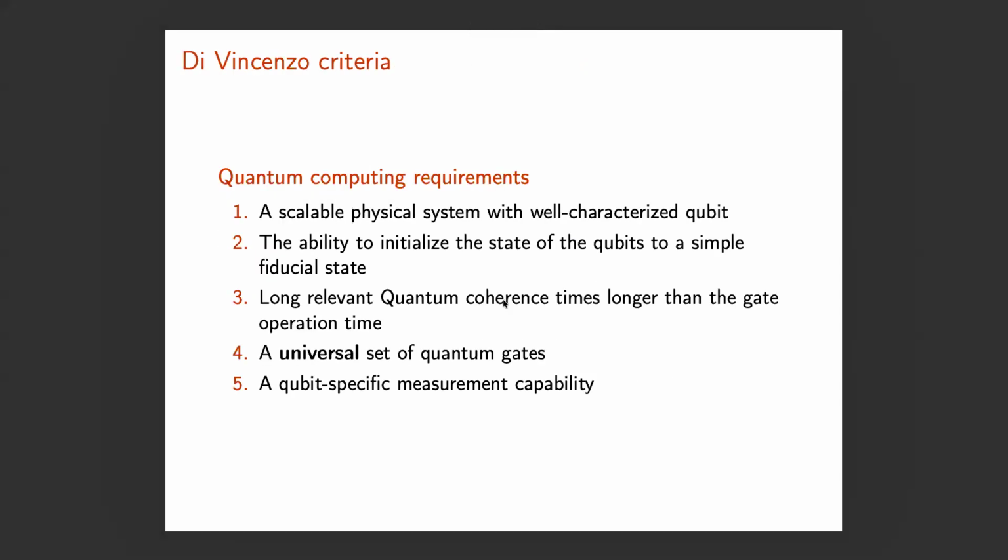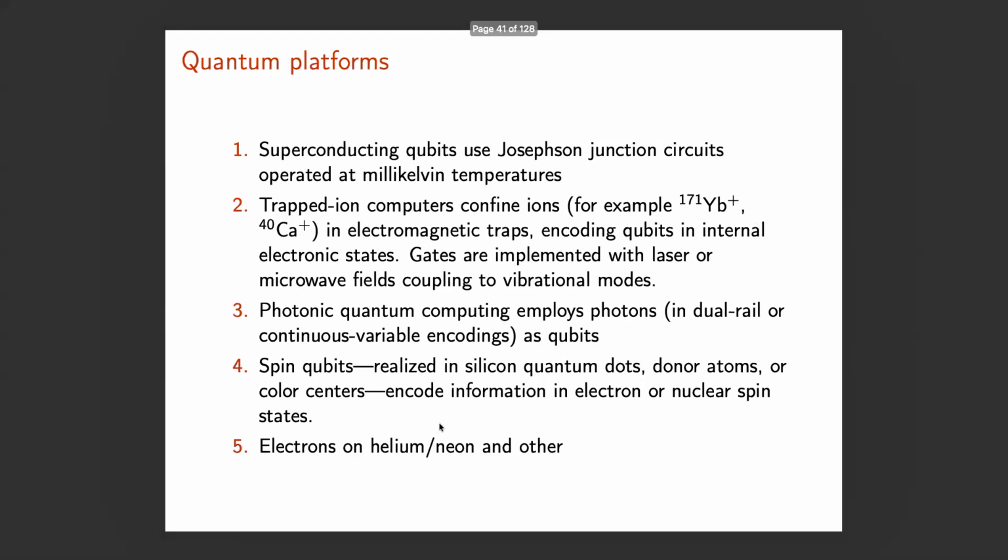And if you look at a quantum computer, these are some of the requirements of modern technologies. The system should be scalable. You should be able to initialize the state of the qubits to a simple state, as the one I discussed a little bit earlier, and have a universal set of quantum gates, a qubit-specific measurement capability, and long coherence times.